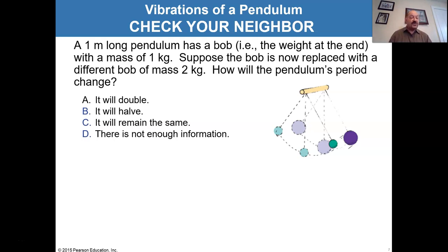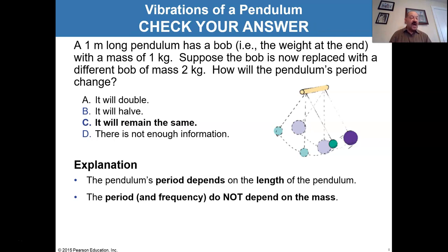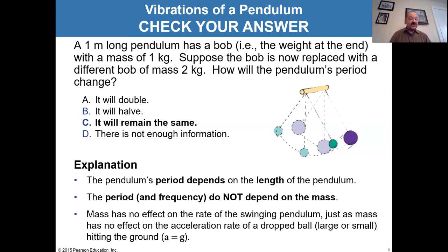There's not enough information. Well, I just finished letting you know that it is independent of the mass. It has nothing to do with the mass. It's only dependent on that 1 meter long length. So it will remain exactly the same. It depends on the length, not on the mass. The mass has no effect, just as the mass has no effect on the acceleration rate. If you drop a ball, the speed that it has at any one time as it speeds up as it's moving will happen no matter what the mass of that object is, as long as we ignore air resistance.